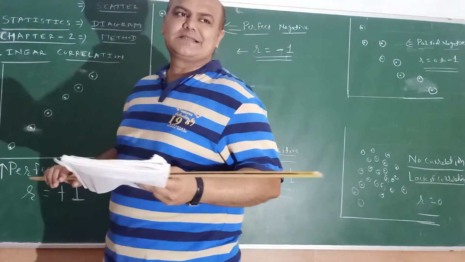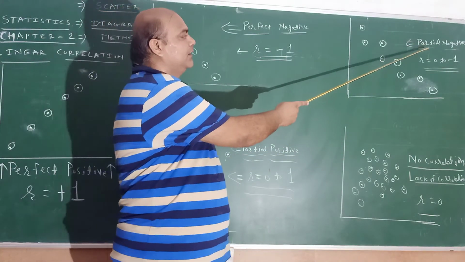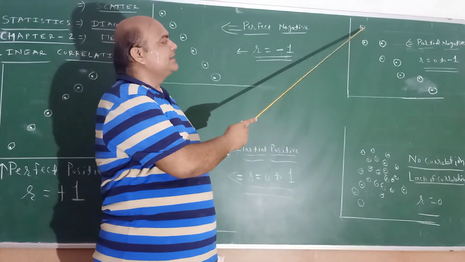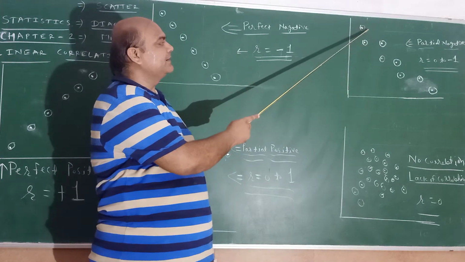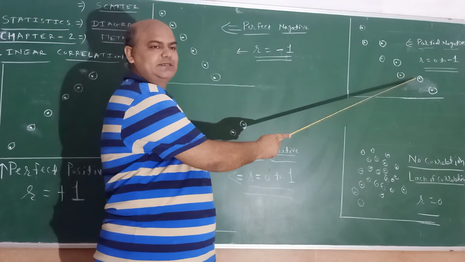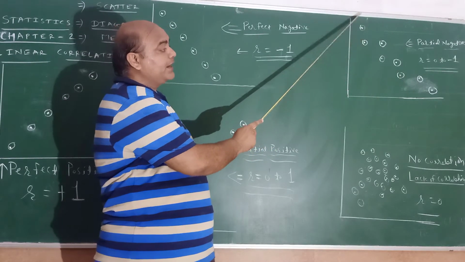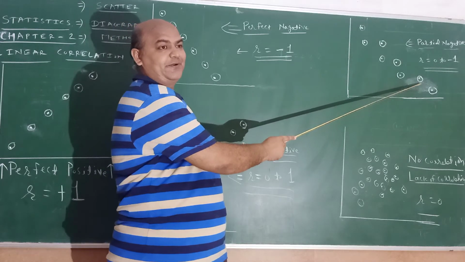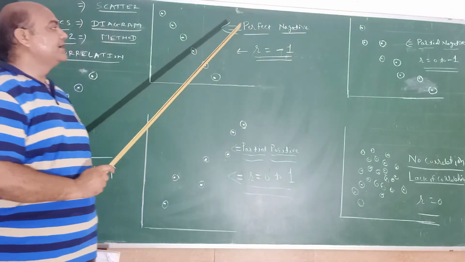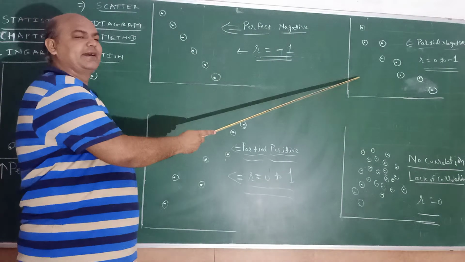Now we move towards our fourth type. Here it is. Friends, you can easily see that in this particular diagram, the dots are moving downward, but not in a linear or straight way. Now you can understand the difference between the second diagram and the fourth diagram.